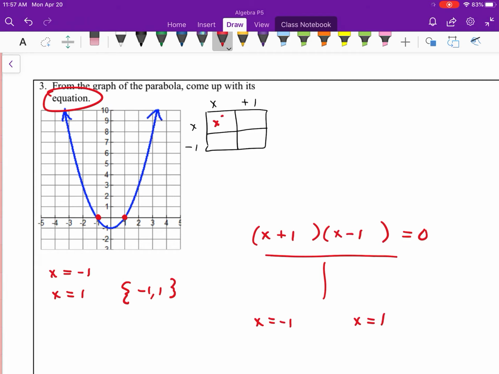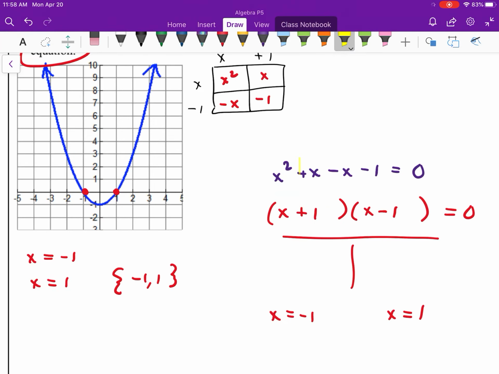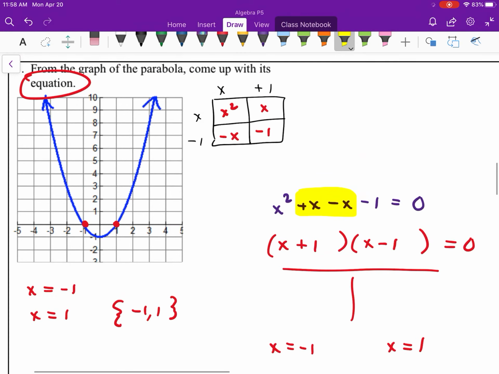X times x is x squared. X times 1 is x. Negative 1 times x is negative x. And negative 1 times positive 1 is negative 1. So this now becomes x squared plus x minus x minus 1 equals 0. And don't forget to combine like terms. I see a positive x and a negative x, which, when you combine x minus x, becomes 0. It cancels out. So what you're just left with is x squared minus 1 equals 0.